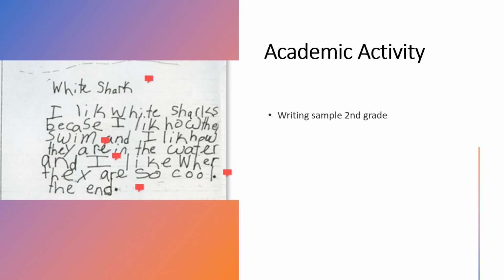Here's an example of an academic activity. This is a writing sample from a second grader, and this was in response to the teacher saying, write about an animal within a habitat that we've learned about in science class. And we can see that this student stayed on topic about white sharks. They said that they like them, they like how they swim and are in the water, so they have a little bit of detail, maybe need some help expanding those details. And we can see they kind of use run-on sentences, so maybe need some support with syntax or something like that.